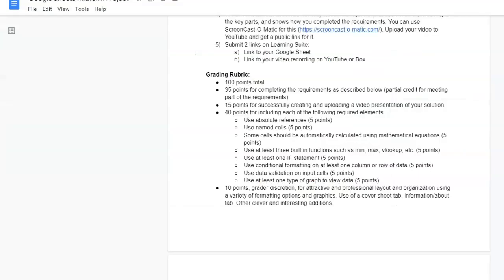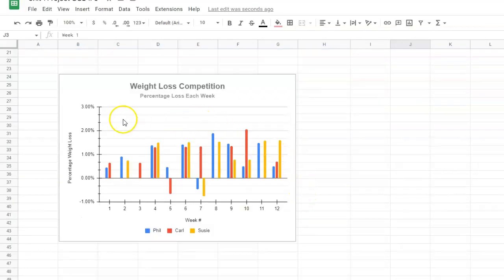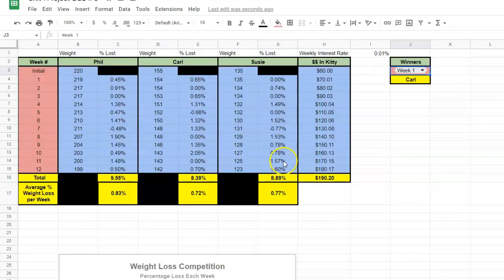So we have this drop-down list for data validation and one type of graph. So if we scroll down, we just have percent weight loss each week for each person in a bar graph. So blue is Phil, red is Carl, and yellow is Susie. And that is our weight loss project.